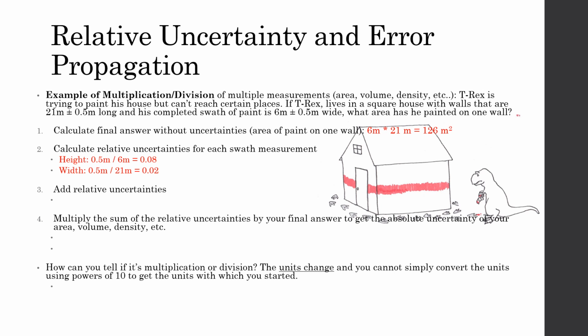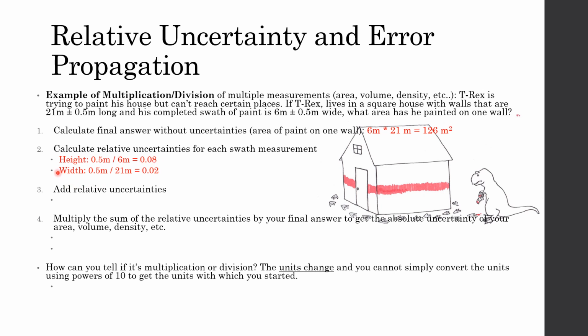All right, so now we can move on to step 2, and I'll be honest, most of the time I combine step 2 and step 3 together, but just for the first time that we're working through this, I want to make sure that everybody can follow, so I didn't want to combine any steps. First, we're going to find the relative uncertainty for the height of the swath. We know that he painted a 6 meter plus or minus a half a meter wide swath. So 0.5 divided by 6 gives us 0.08. Meters cancel with meters, so now this is unitless.